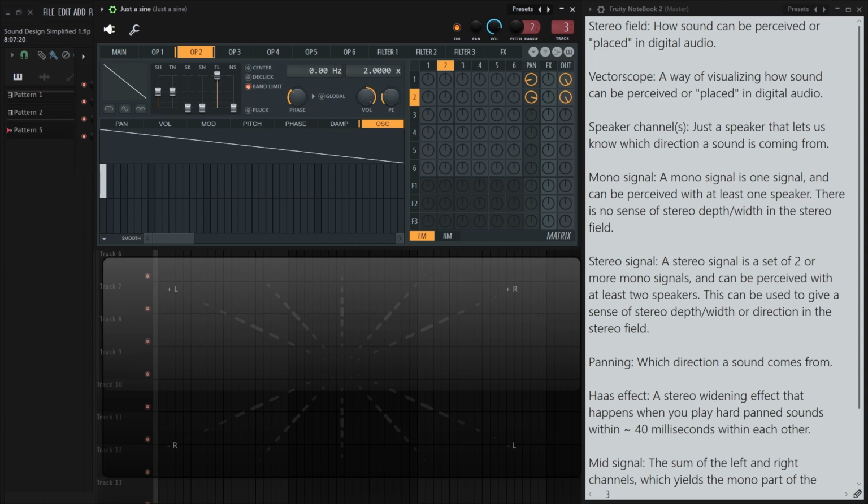If you're listening on stereo speakers, you should be able to hear the difference between this stereo signal and this mono signal right here. So to sum it all up, in order to have a wide stereo signal, we need to have two different signals panned opposite of each other and have one of them be slightly different from the other signal. So in this case, I did phase, but we can also do frequency or pitch. And that's what we get.